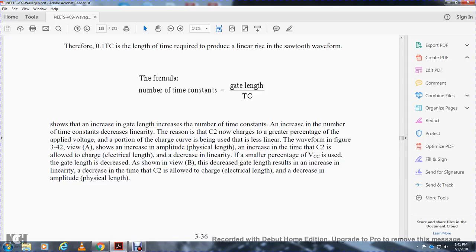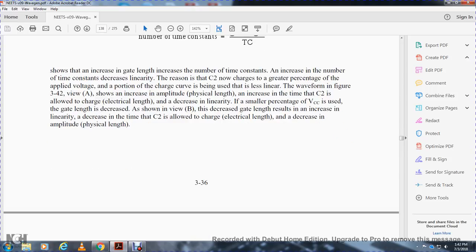Increasing the gate length increases the number of time constants. Increasing the number of time constants decreases the linearity, because a greater percent of the applied voltage portion of the charge curve is being used, which is less linear. The waveform in figure 342, view A, shows the increase in amplitude and electrical length with the increase in the time the capacitor is allowed to charge. As shown in view B, the decreased gate length results in a decrease in the time the capacitor is allowed to charge, decreasing the amplitude and electrical length.